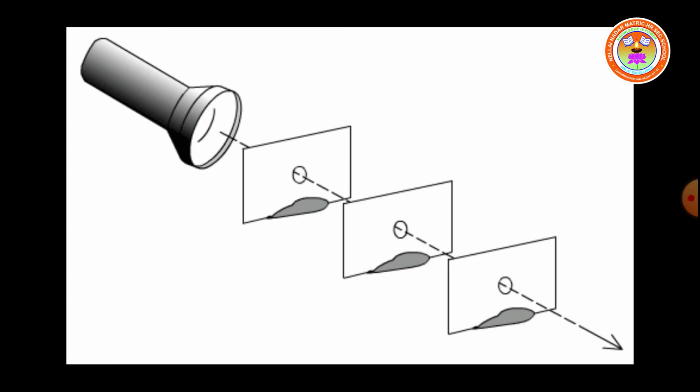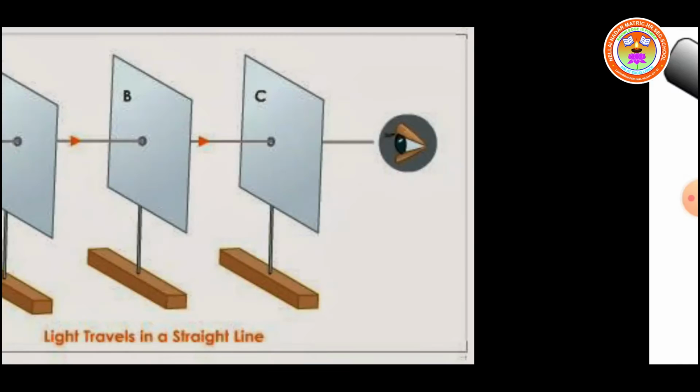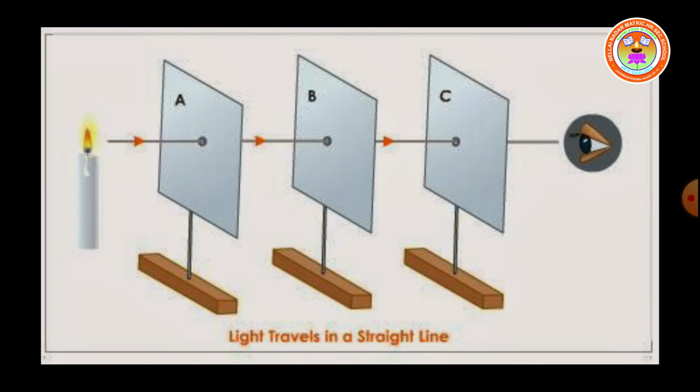Let me prove this with an activity, students. Listen here. What are the requirements we have? 3 empty match boxes, pin, candle and wooden blocks. Arrange empty match boxes and wooden blocks as shown in the figure. First, you make a hole in the inner tray of each matchbox such that all 3 holes are in the same spot. Arrange the matchboxes as shown in the figure.